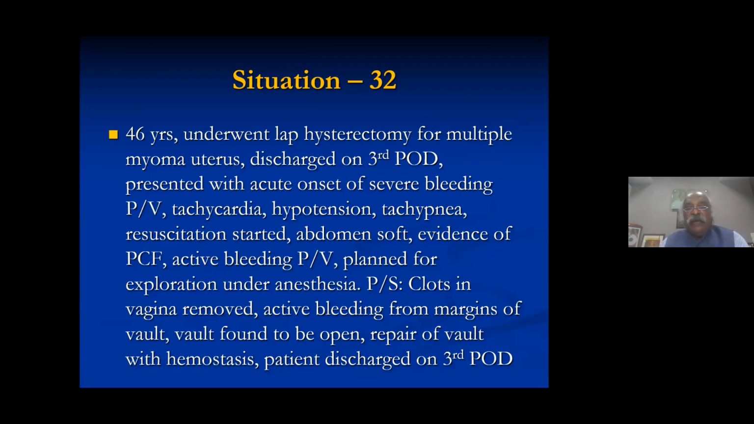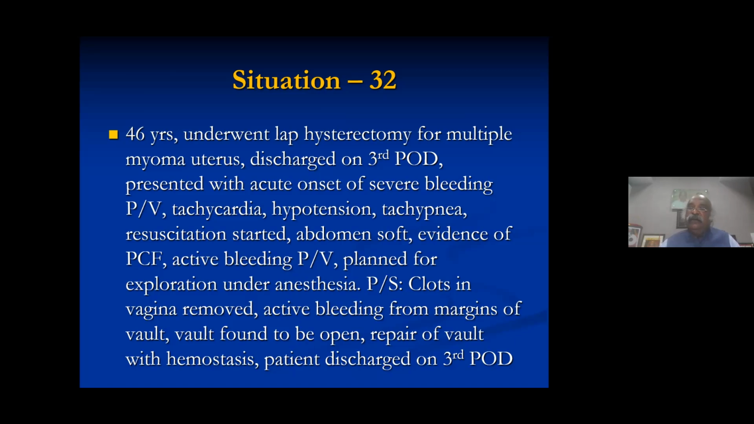A 46-year-old underwent lap hysterectomy for multiple myoma uterus, discharged on third post-op day. Presented with acute onset of severe bleeding PV, tachycardia, hypotension, tachypnea. Resuscitation started, abdomen soft, evidence of peripheral circulatory failure, active bleeding PV, planned for exploration under anesthesia. Post-speculum, clots in vagina removed, active bleeders from the margins of the vault.